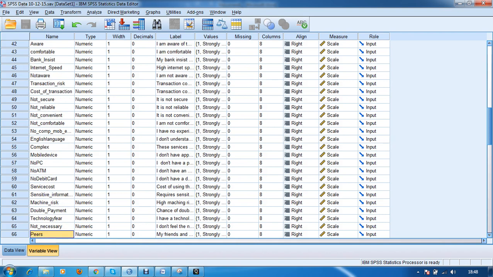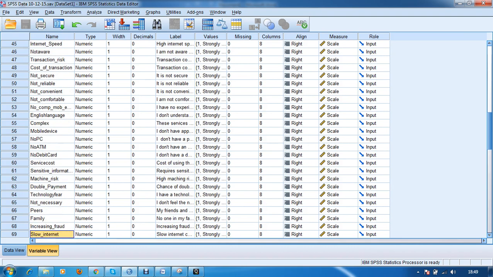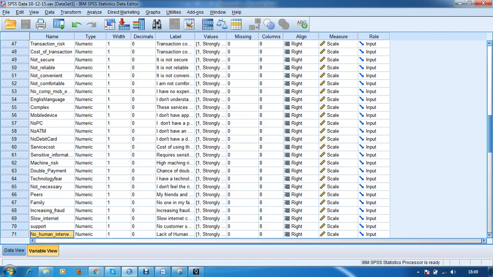Some people, it might not be necessary to use electronic banking. So for those people, I have included a factor that is, it is not necessary for me to use the services. My peers or my family members are not using. There is an increasing fraud in uses of technological based devices that is inhibiting me from using this electronic device. The slow connection of internet in my place is not allowing me to use internet banking, and there is no support available from the banker's side in order to use technology based banking services.